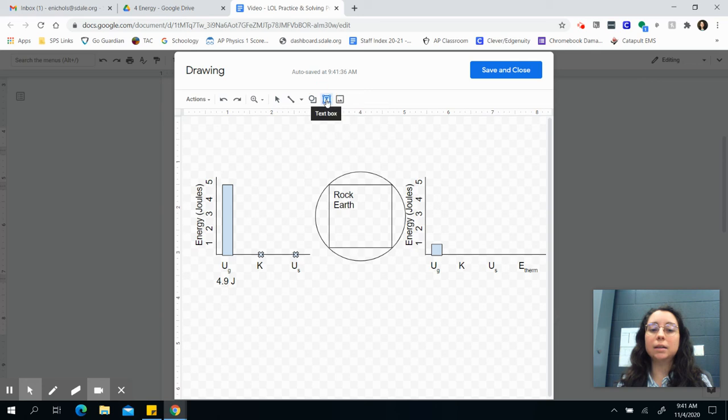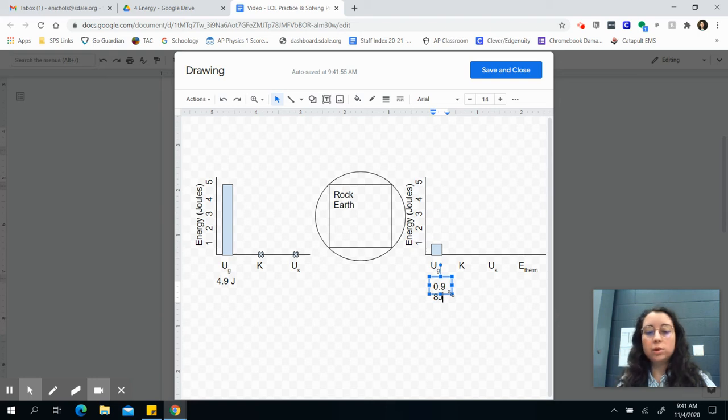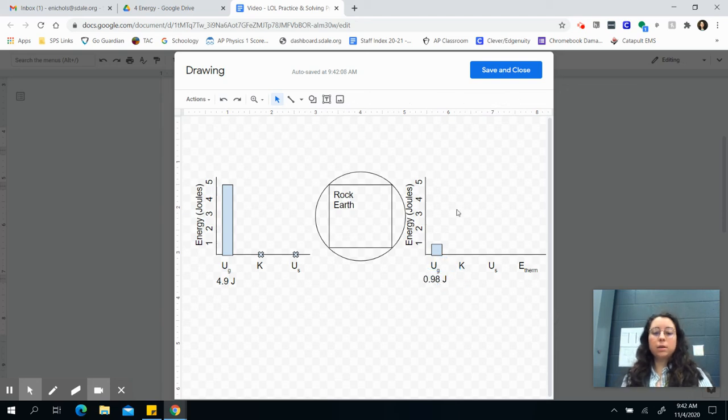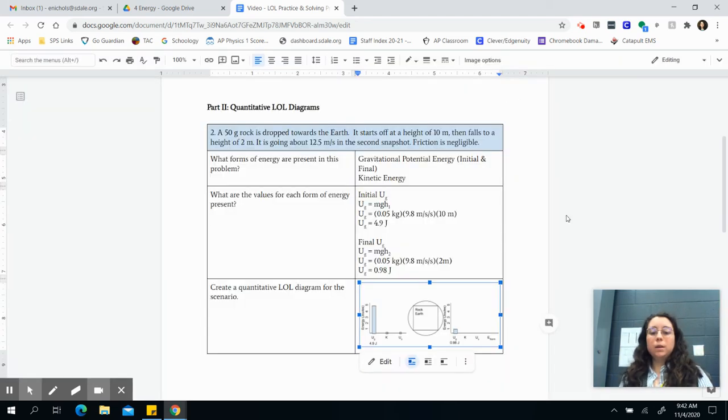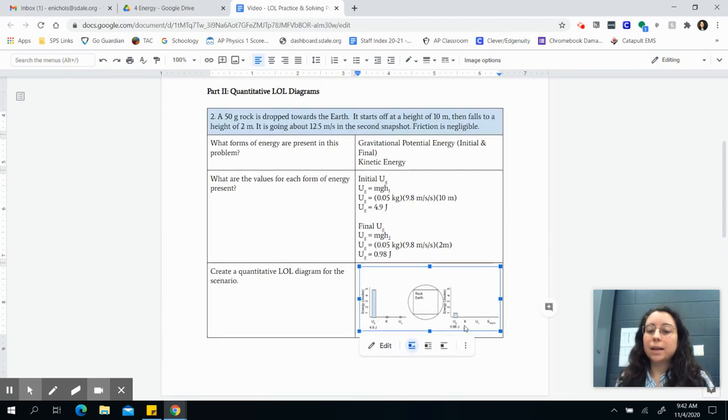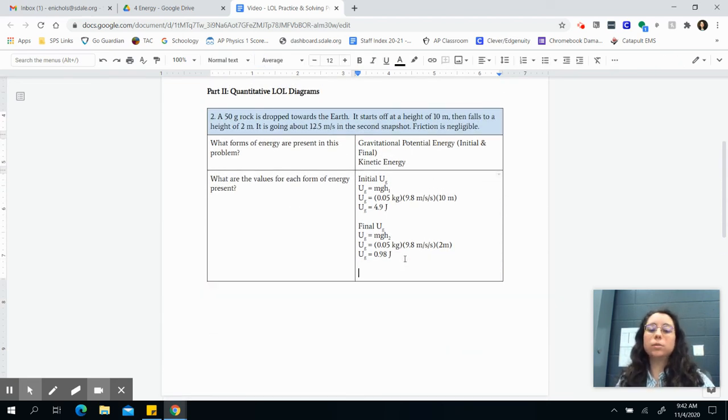So I'm just going to add a label underneath so I know exactly what that value was. 0.98 joules. I like to have a space between my number and my unit. Okay. Great. That looks good. So now I need to calculate that kinetic energy so I can put in that last bar. So, kinetic energy.